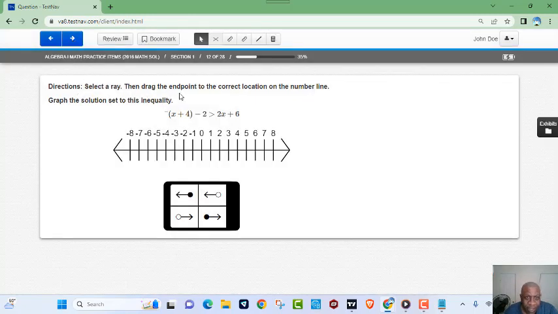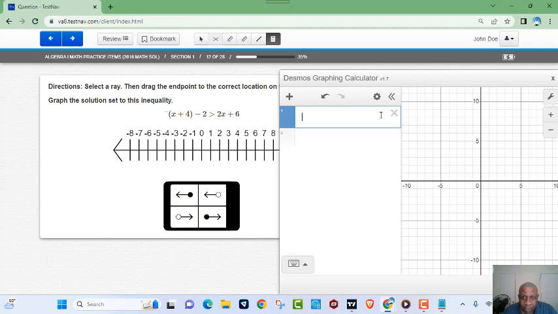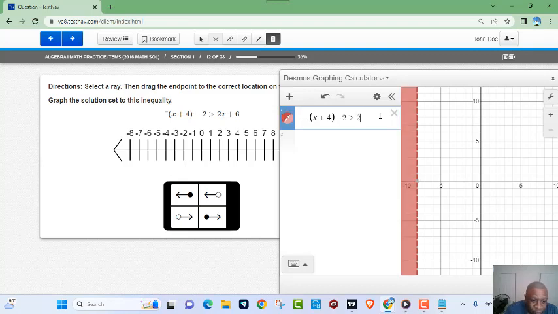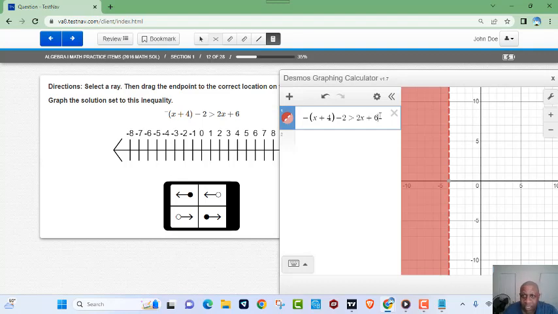Directions: select a ray, then drag the endpoint to the correct location on the number line. Graph the solution set to this inequality. All right, let's bring up Desmos again here and clear this out. So it says the negative of the quantity x plus 4, minus 2 is greater than 2x plus 6.